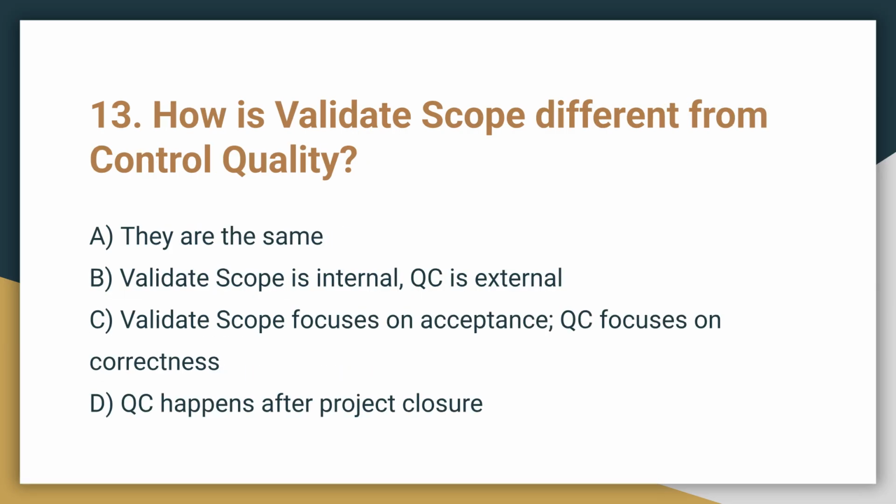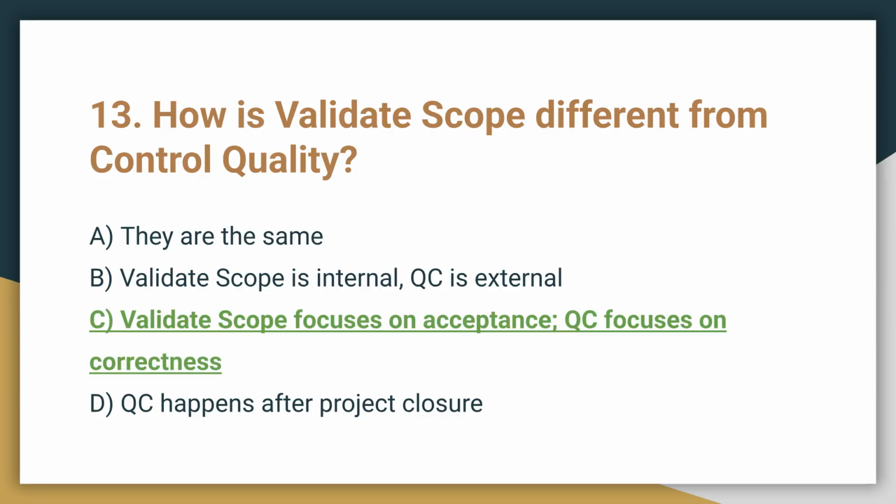Question 13. How is Validate Scope different from Control Quality? A. They are the same. B. Validate Scope is internal, QC is external, C. Validate Scope focuses on acceptance, QC focuses on correctness, or D. QC happens after project closure. The correct answer is C. Validate Scope focuses on formal acceptance, while Control Quality focuses on the correctness of the deliverables.